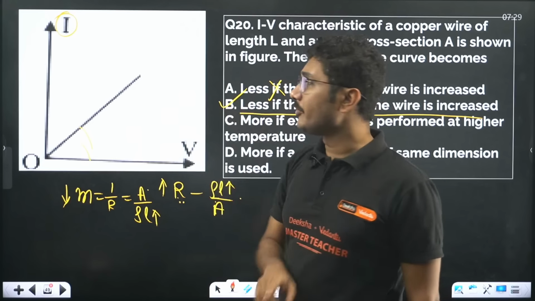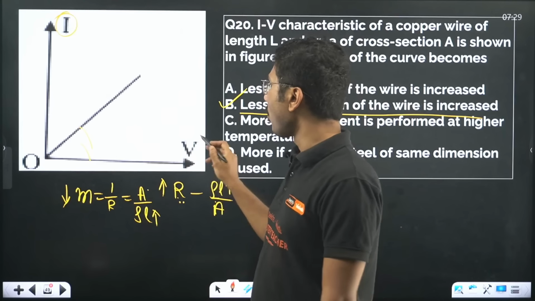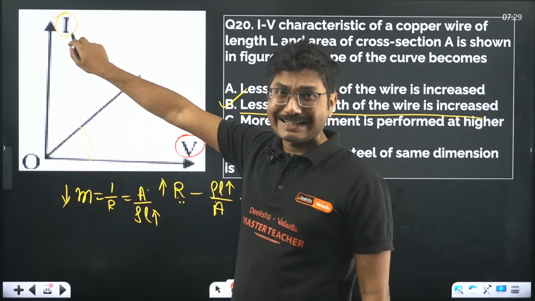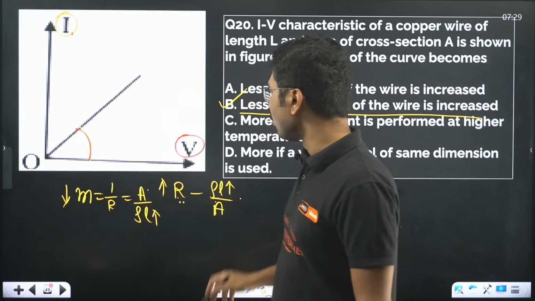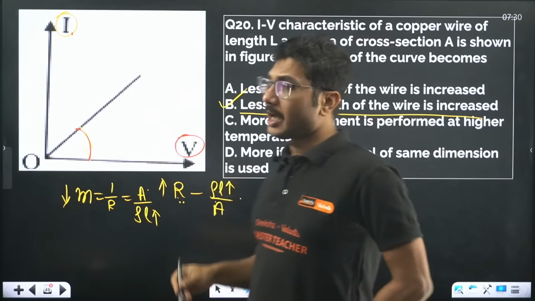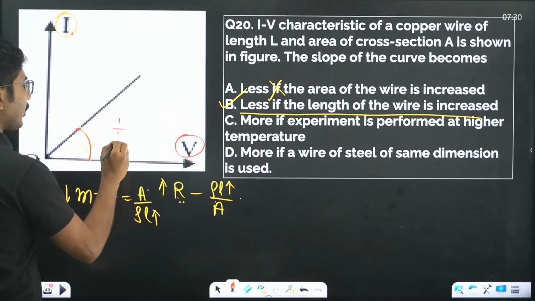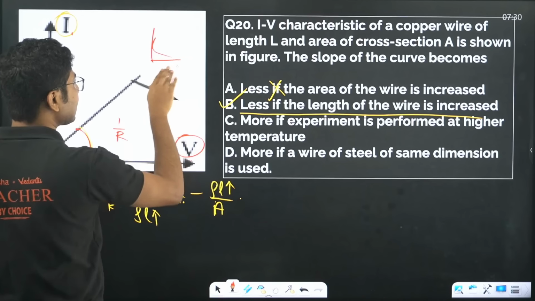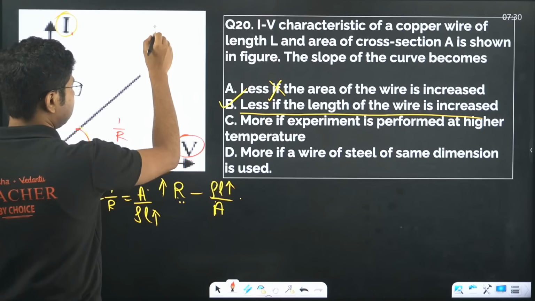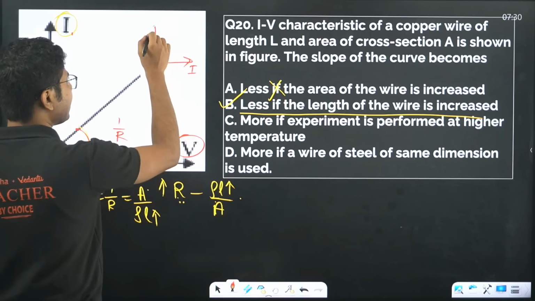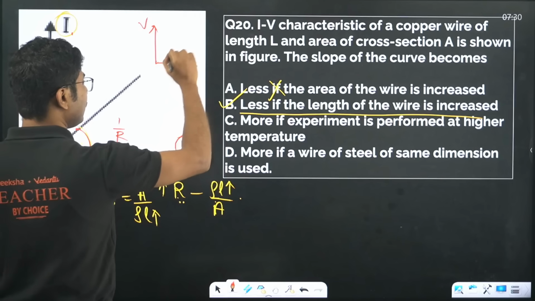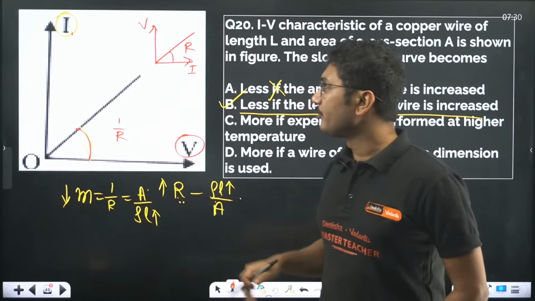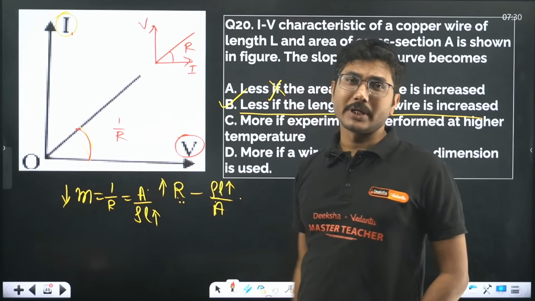Also, you have to remember one very important thing. If you try to calculate the slope of V versus I, where V is the x-axis and I is the y-axis, then the slope of this graph is 1 by resistance. It is not resistance, it is 1 by resistance. But sometimes they change the axes. If an I versus V graph is given, then the slope of this graph will be directly the resistance. So you need to be a little careful. If it is V versus I, then the slope of the graph is 1 by resistance.